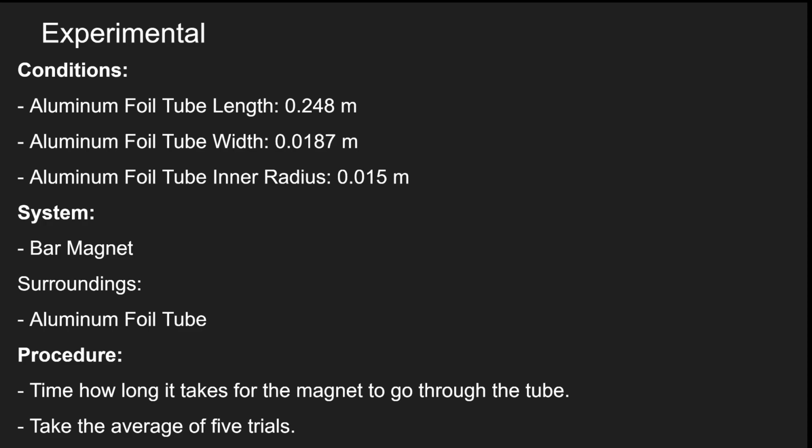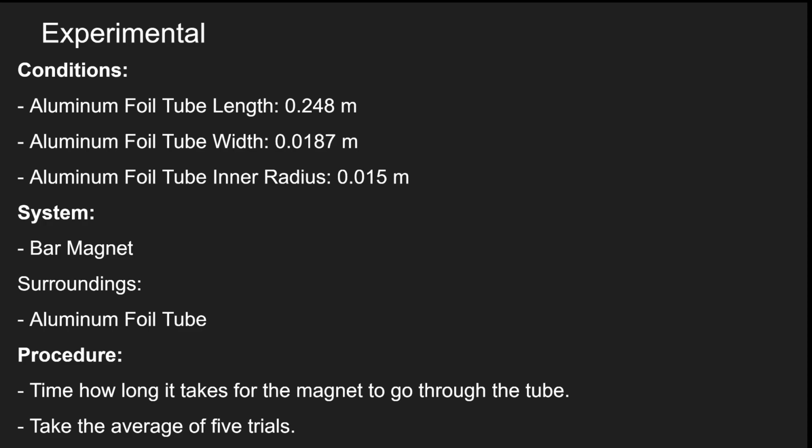To ensure accuracy, I dropped the magnet multiple times, carefully timing each fall using a high-speed camera capable of capturing 240 frames per second. This allowed me to measure the fall time with a precision of 4 milliseconds. I repeated this process 5 times and calculated the averages.